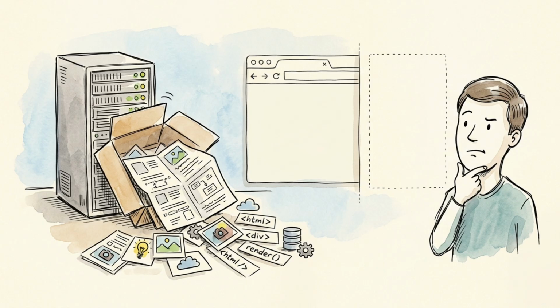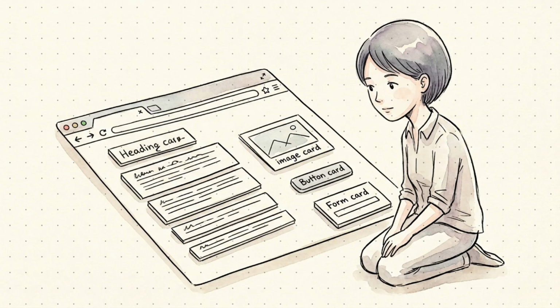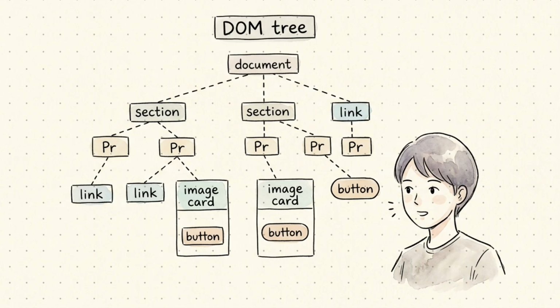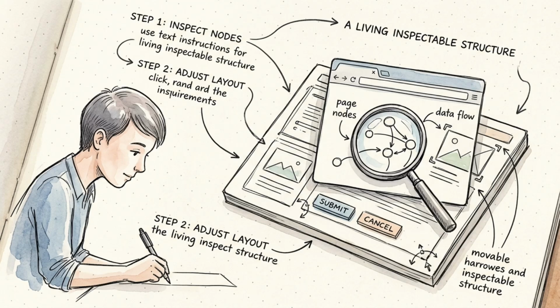But the page the server sends back is not really a page. Not yet. It is a bundle of instructions. The first instruction set is usually HTML, Hypertext Markup Language. Markup means structure. HTML tells the browser what things are. This is a heading, this is a paragraph, this is an image, this is a button, this is a form. It is not mainly about beauty. It is about meaning. The browser reads that HTML and builds a tree called the DOM, the Document Object Model. A tree sounds abstract, but it is simple. Imagine a family tree for the page. The document sits at the top. Inside it are sections, paragraphs, links, images, and buttons. The browser turns text into a living structure it can inspect, change, and show.